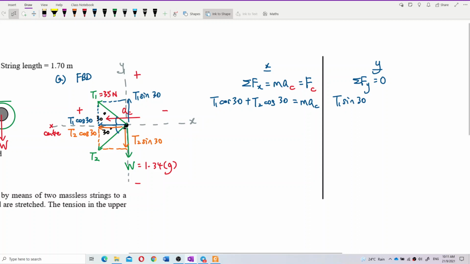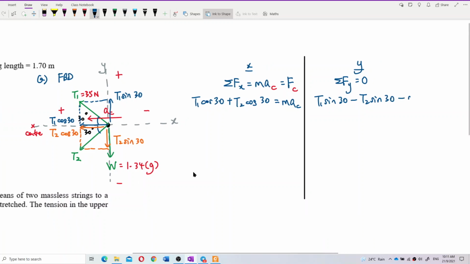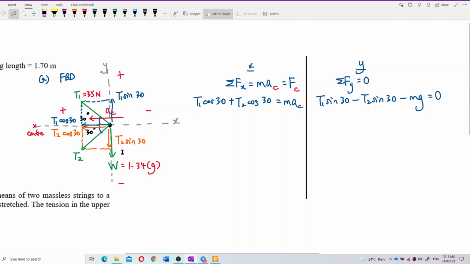And then T2 sine 30, and the mg is negative. Okay, negative T2 sine 30 minus mg equals 0. Now let us substitute the value. T1 is 35. T1 cosine 30 plus T2 cosine 30 equals, what is the mass? The mass is 1.34.